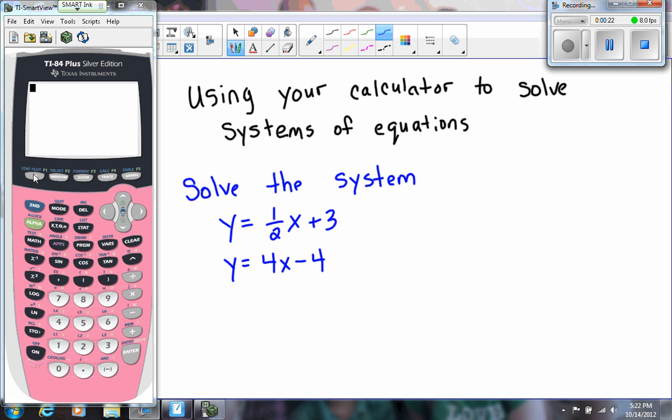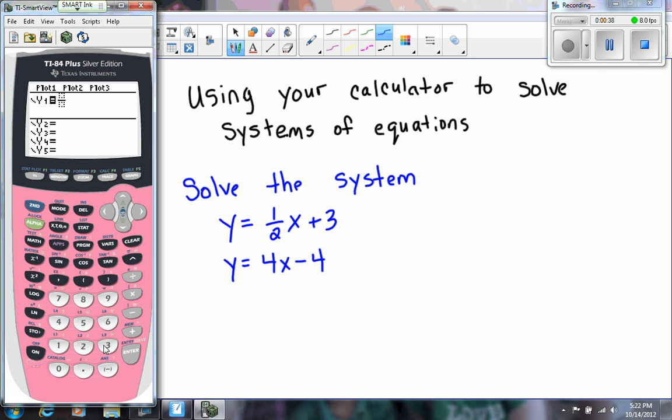So if you turn your calculator on and go to y equals, we're going to type in the first function. So y equals, let's do our fraction. So we have 1/2 x plus 3. And then in y2, I'm going to graph 4x minus 4. All right, so I have those two.